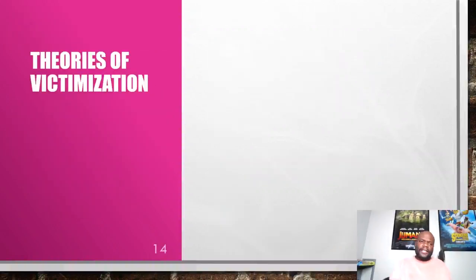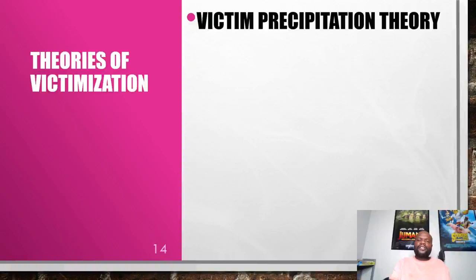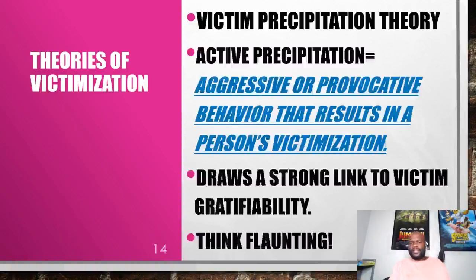So what are some of our theories on victimization? Well, there's one thing called the victim precipitation theory. There's two types of victim precipitation, right? We have active precipitation, aggressive or provocative behavior that results in a person's victimization. This does draw a strong link to victim gratifiability. One of the things I want you to think about is flaunting.